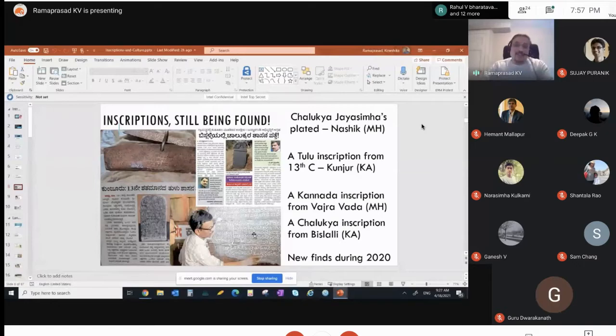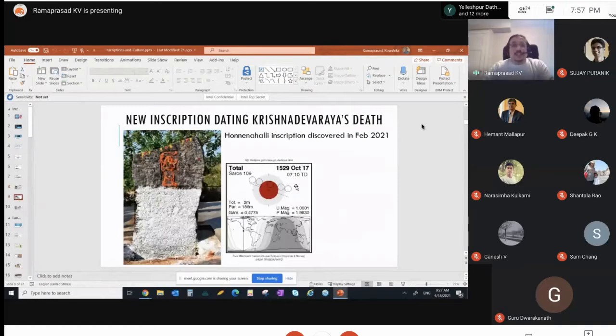This one is a temple from Vajravada in Maharashtra, where a Kannada inscription was found very recently. It tells us the temple was renovated in 1371, and it doesn't tell when the temple was built. So basically, it gives you some additional information about what is happening in a certain area. This one is from 2021, just a few days or a couple of months ago, an inscription near Tumkur.